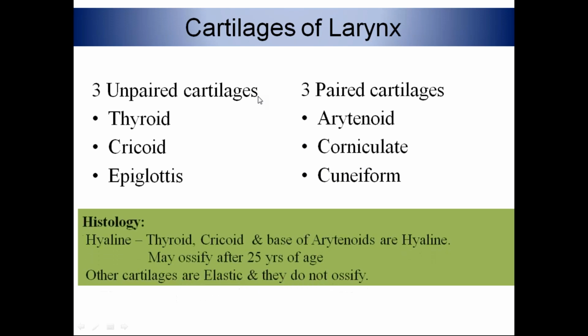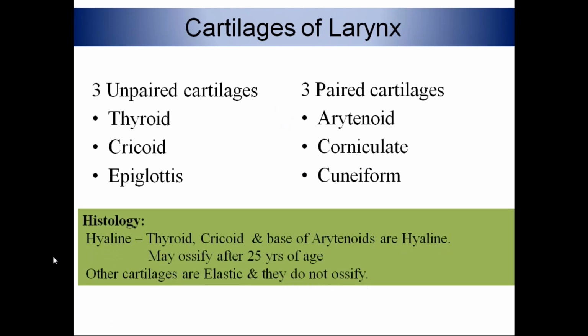If you see the histology of the cartilages, the thyroid, cricoid, and base of the arytenoid are hyaline cartilage. The remaining ones, that is epiglottis, corniculate, cuneiform, and the apex of the arytenoid, are elastic cartilage. The hyaline cartilage will ossify after 25 years of age. Other cartilages are elastic, and they will not ossify.